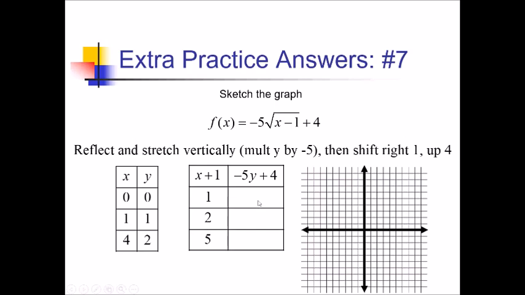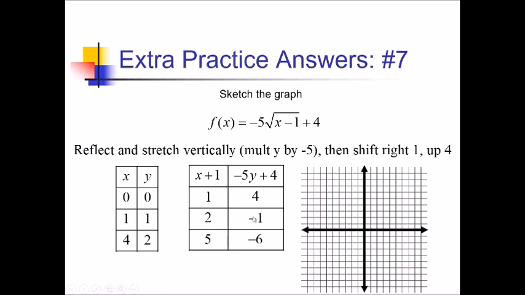For the y values, we're multiplying by -5 and adding 4. So -5 times 0 is still 0, but we're adding 4 to that to get 4. -5 times 1 is -5, plus 4 is -1, and then -5 times 2 is -10, plus 4 is -6.